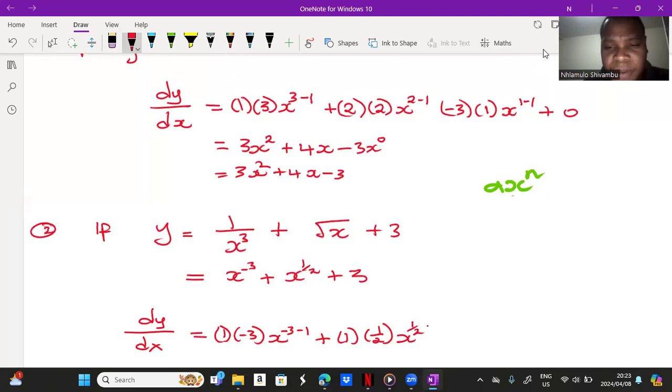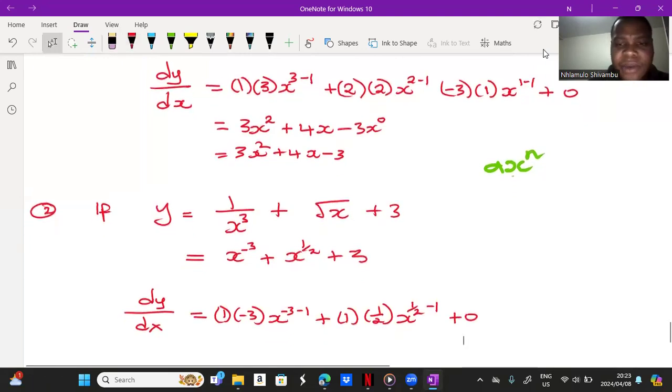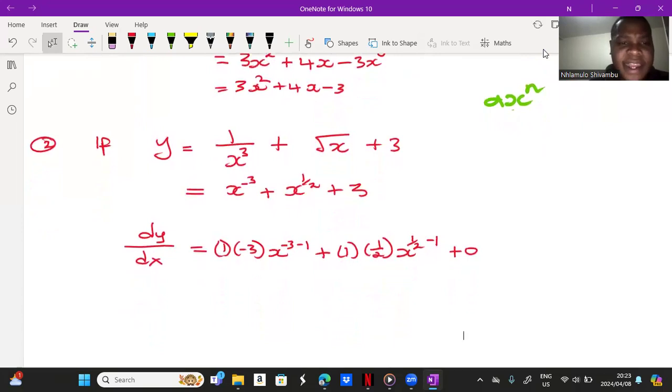1 over 2 minus a 1. Then remember we said that the derivative of a constant is always going to give us a 0. And then this will be equals to negative 3 times a 1. That's going to be minus a 3. And then minus 3 minus 1, that is going to be x to the power minus a 4. And then 1 over 2 times a 1, that's going to be positive 1 over 2. And then x, 1 over 2 minus 1 is negative 1 over 2. So this will be dy over dx of that particular function.